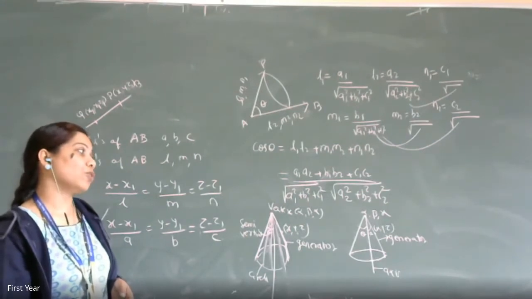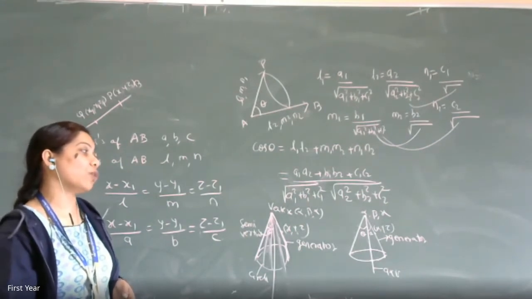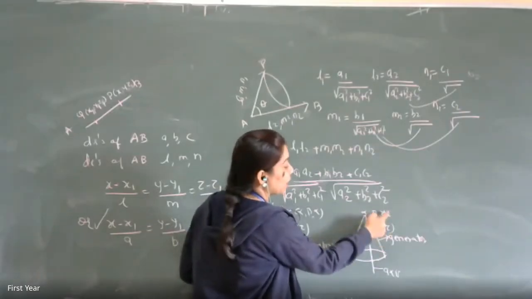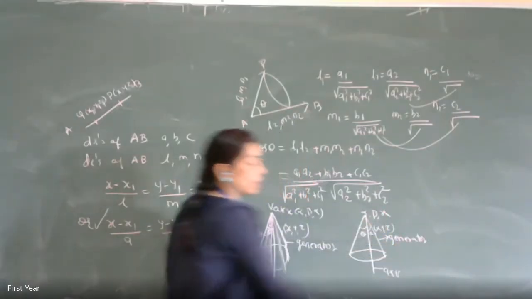I know 2 points on that line. So, what are the direction ratios of that generator? X minus alpha, Y minus beta, Z minus gamma are the direction ratios of the generator. Correct?